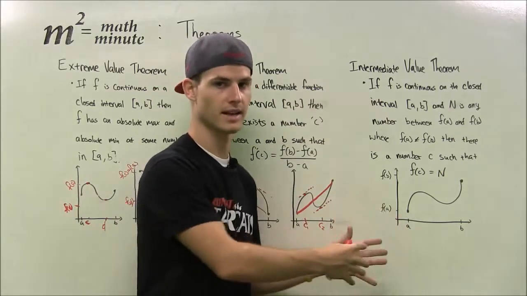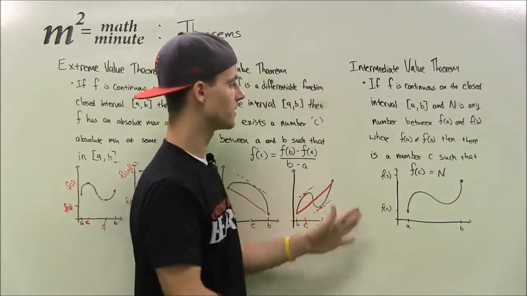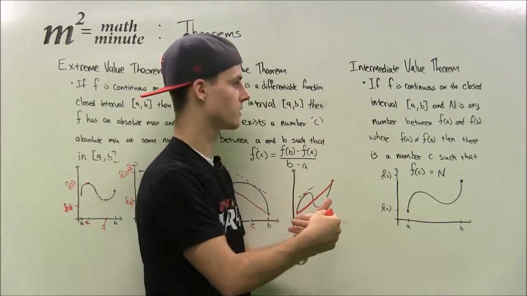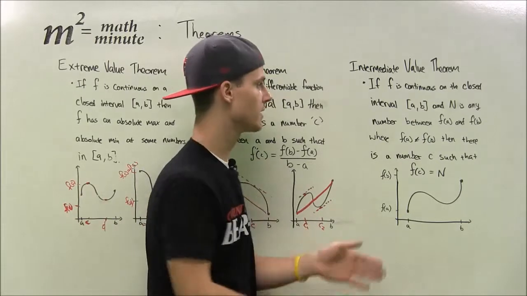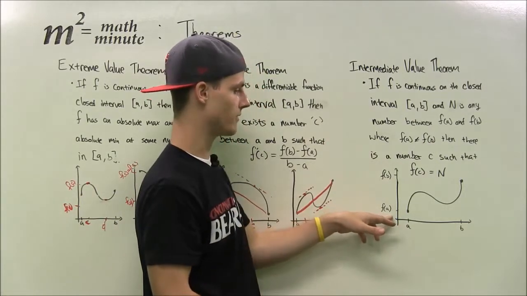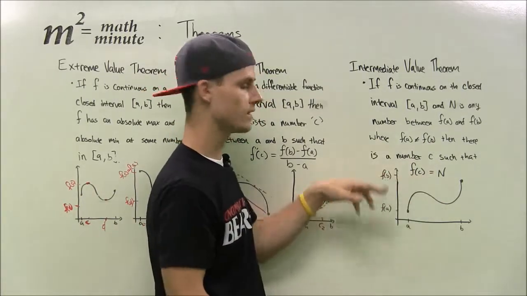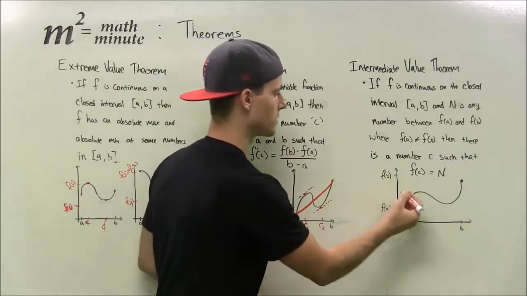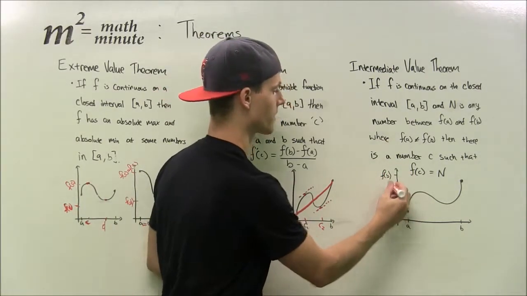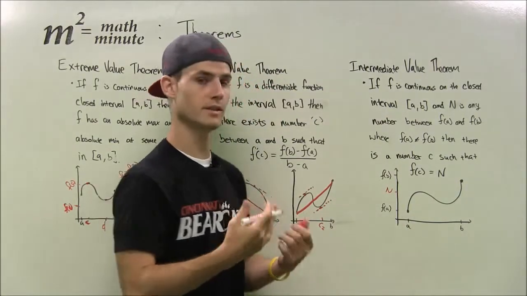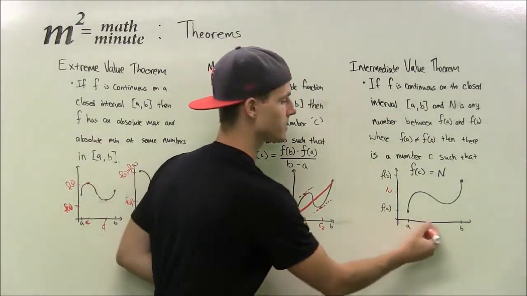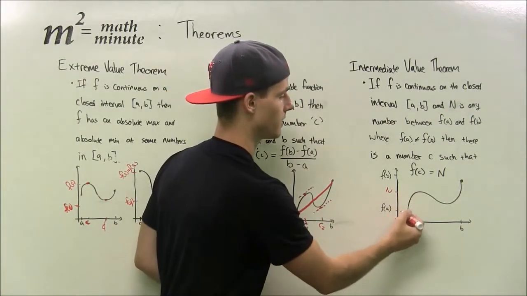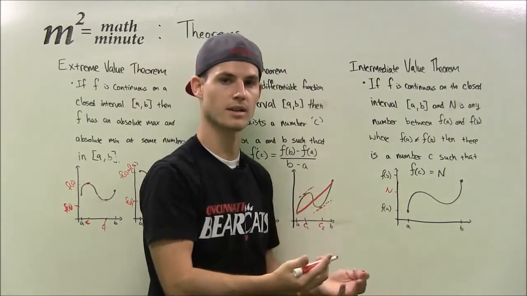Now let's look at it so it'll actually make sense. If we have this continuous on the closed interval, which has been the same for all these, we can pick any number between f of a and f of b. I can pick any number n, so I'll just pick it right here. What the intermediate value theorem says is that there has to be some number c that, if I plug it into the equation, will give me that value n.